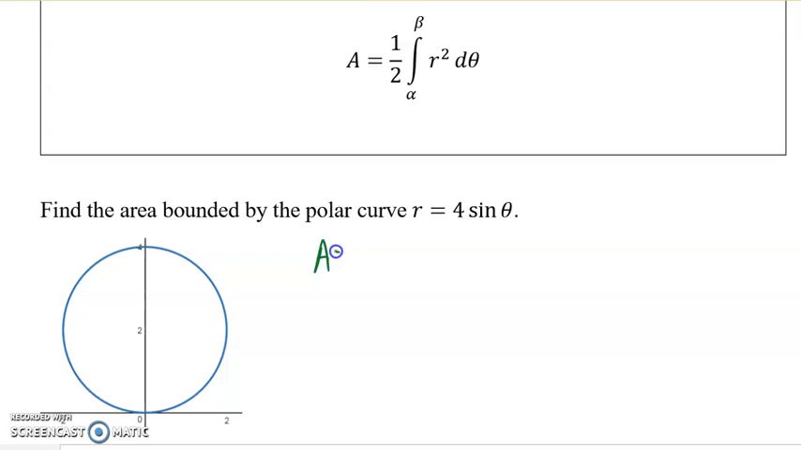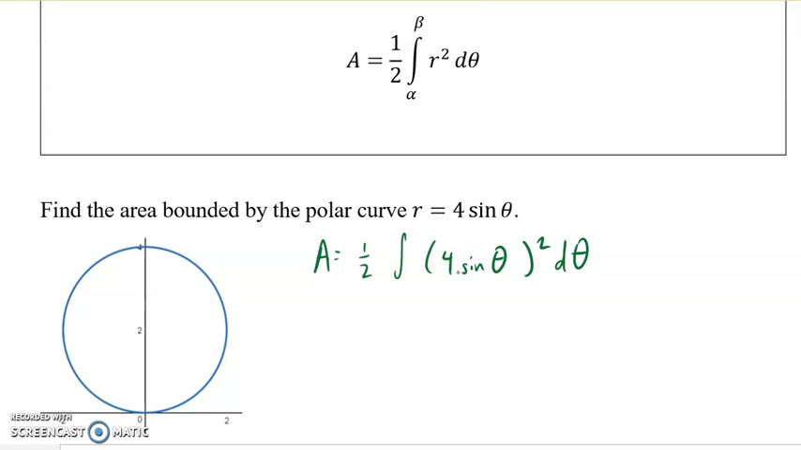So the area is going to equal 1/2 the integral of our function squared d theta. Our function is 4 sine of theta. Don't forget to square this, right? We didn't have to square it in rectangular world, but now we do.